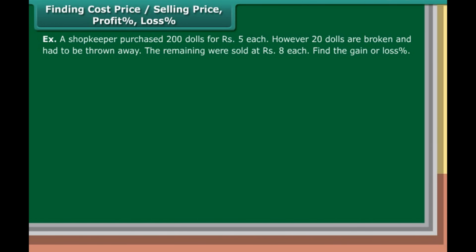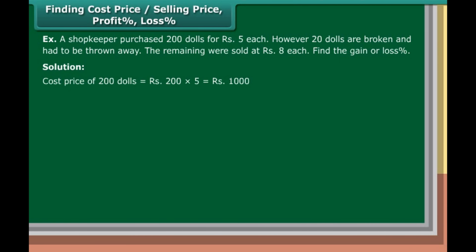Example. A shopkeeper purchased 200 dolls for rupees 5 each. However, 20 dolls are broken and had to be thrown away. The remaining were sold at rupees 8 each. Find the gain or loss in percentage.